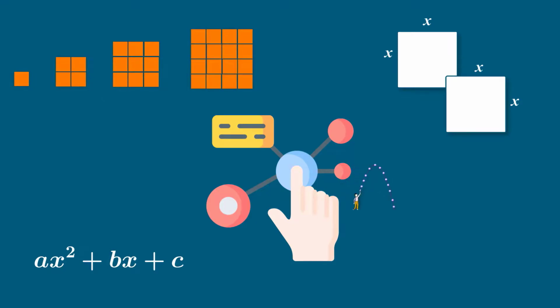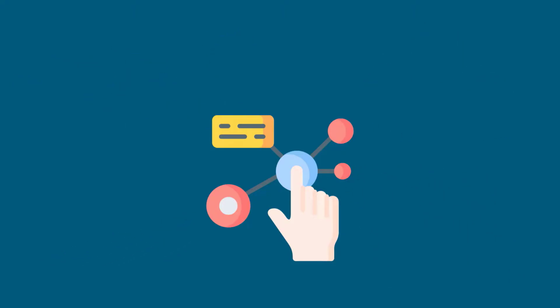Or we could put it on graphs to show the path a ball travels when you throw it up in the air. So in this topic, we're going to look at 3 ways that we can solve quadratic equations. First, let's look at factorization.